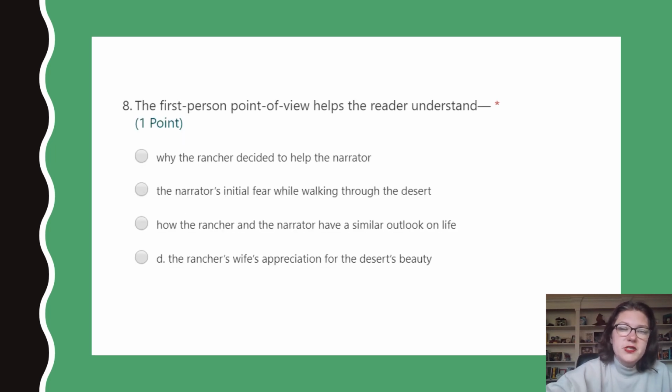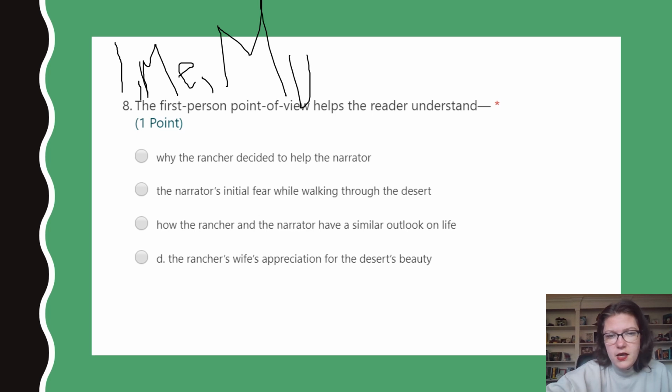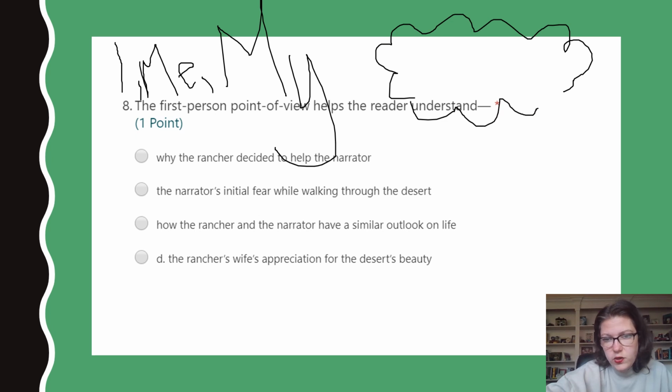All right, the first person point of view helps the reader understand. Remember, first person point of view, our keywords are I, me, and my. And we know the narrator's thoughts and feelings. So I'm going to draw a little thought bubble to remind us that we know the narrator's thoughts and feelings, but we don't know the thoughts and feelings of the other people.